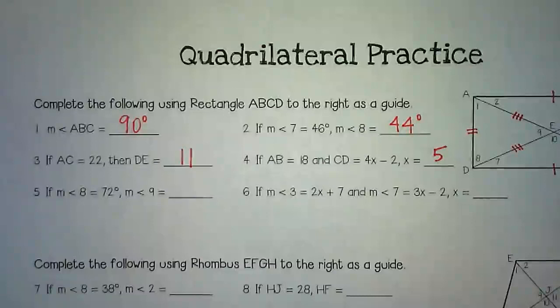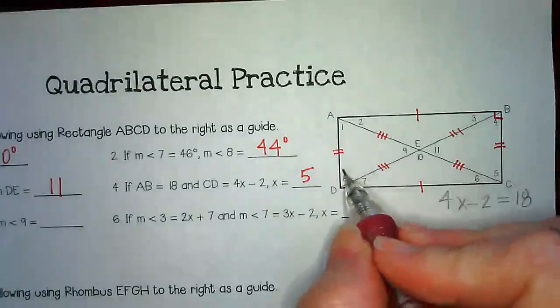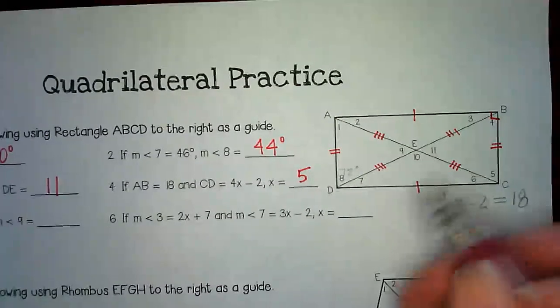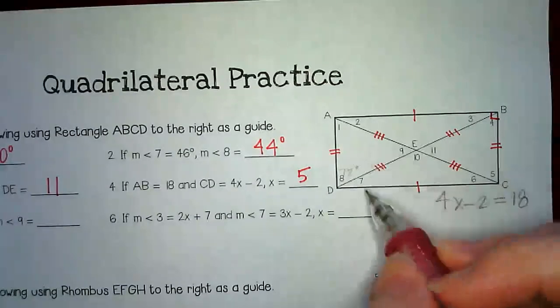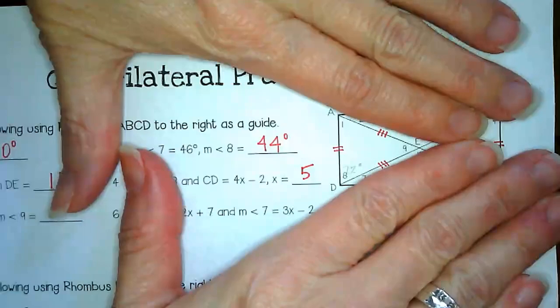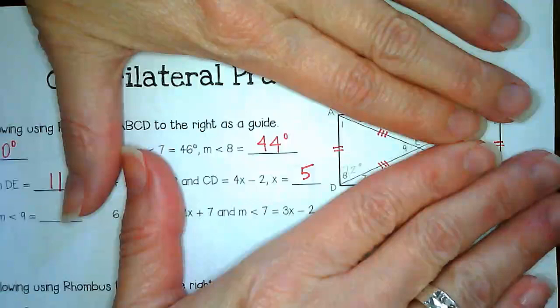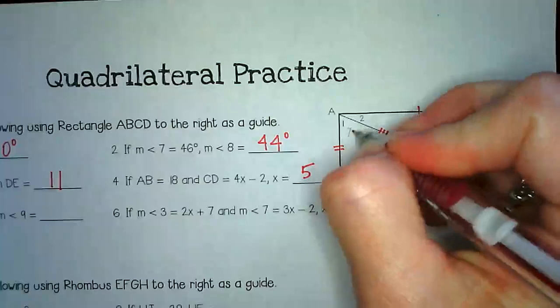All right, next up, angle 8 is 72, so figure out angle 9. All right, so angle 8 is 72 degrees. So here's what I know about this: if this is 72 degrees, I can figure out what angle 7 is. I don't really need that though. But what I know is that this triangle right here is an isosceles triangle because those two sides are the same length. So if those two sides are the same length, then the angles across from them are going to be the same angle. So if this is 72, this is 72.